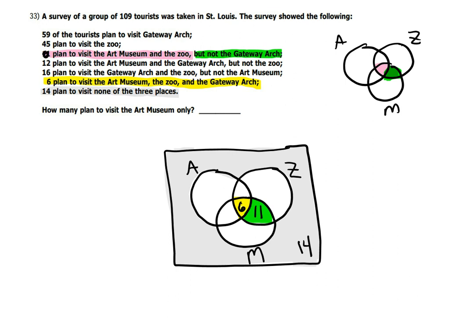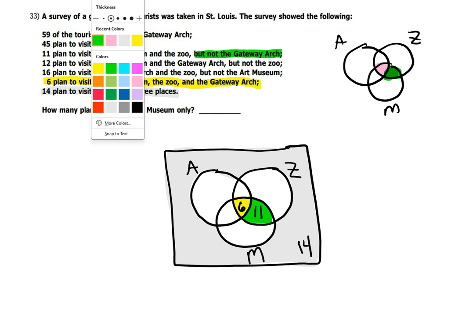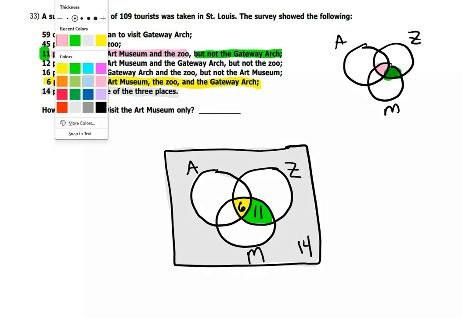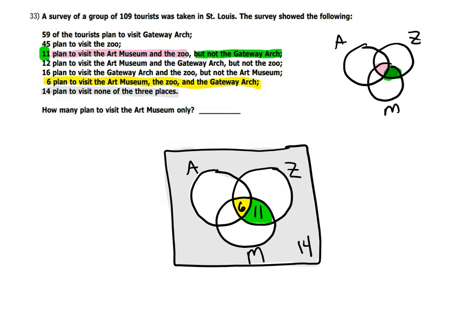That's this 11 right here. All right, so the people that plan to go to the museum and the zoo were in that pink area that I did first.